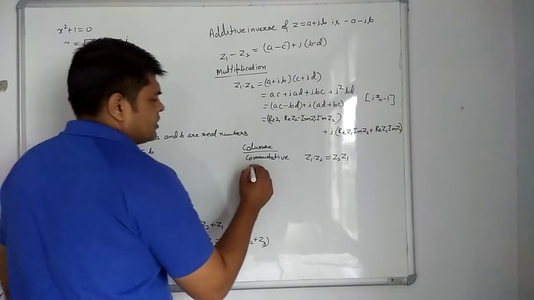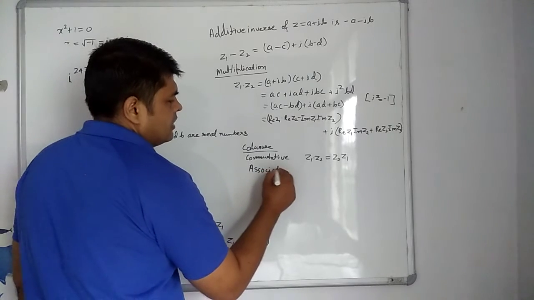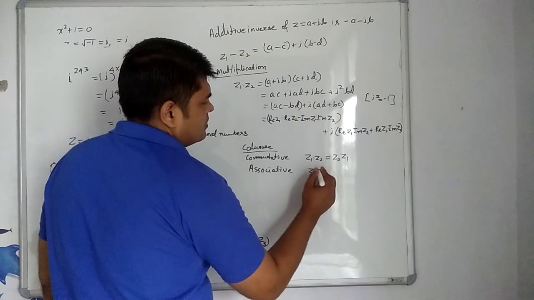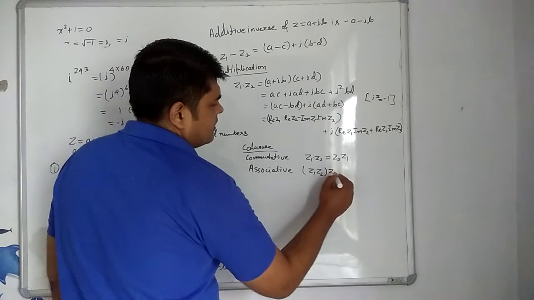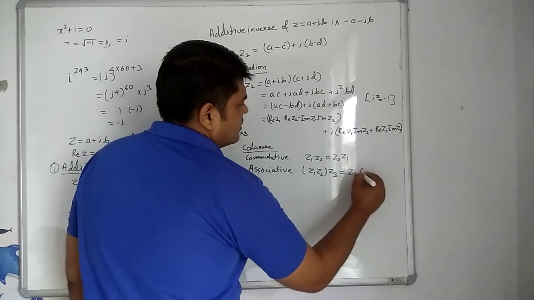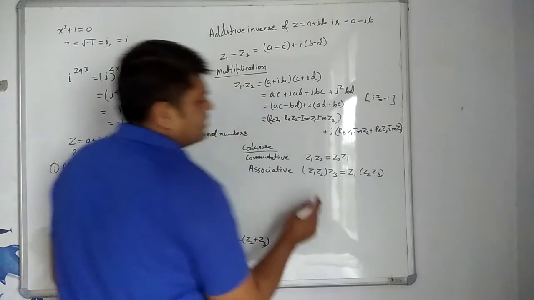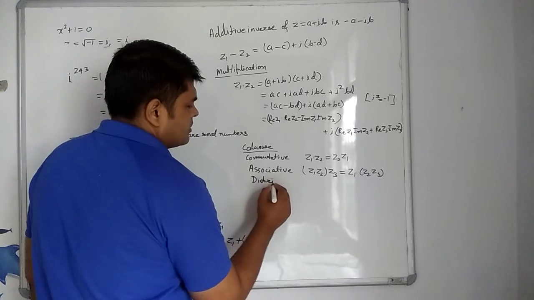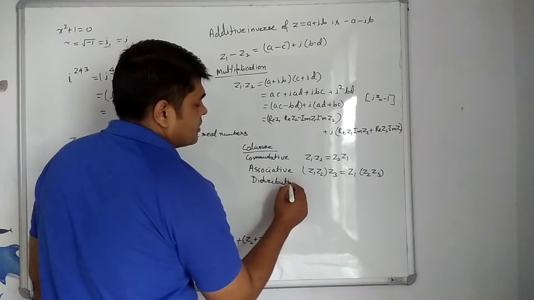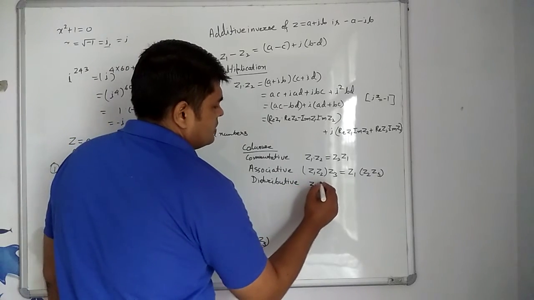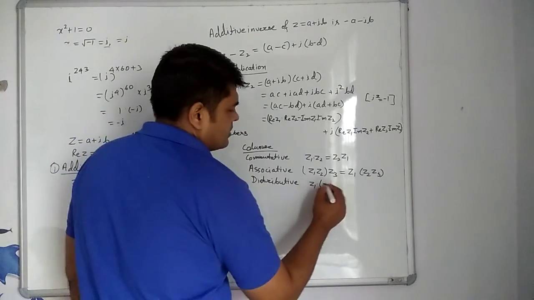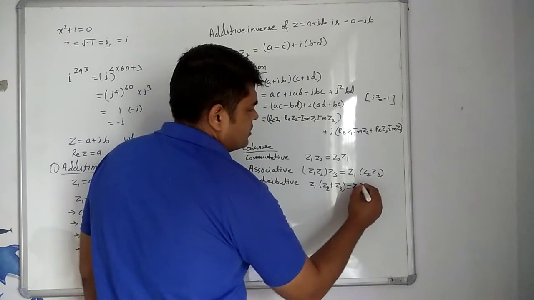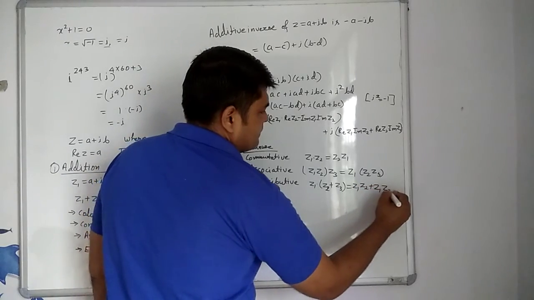Next is associative. So is it associative? Yes, it is associative. You can check that if you multiply Z1 with Z2 and that result is multiplied with Z3, or you first multiply Z2 and Z3 and the result is multiplied with Z1, you have the same result. Next one is the distributive property. Yes, it is distributive over addition. So if we have three complex numbers Z1, Z2 and Z3, then Z1 into (Z2 plus Z3) gives you Z1 Z2 plus Z1 Z3.